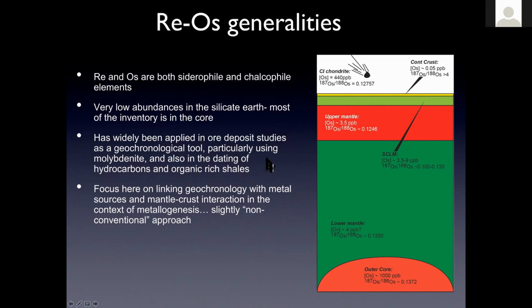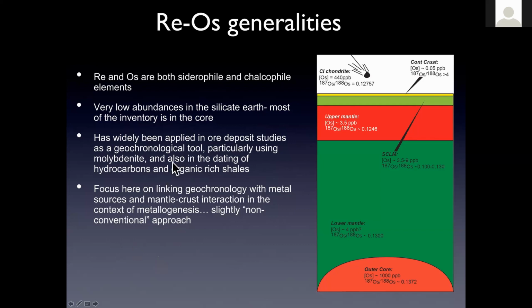Those of you who have come across it probably know about osmium from its geochronology in ore deposit settings, particularly from the perspective of dating molybdenite, which is great because it partitions rhenium and not much osmium, so it ingrows really radiogenic osmium really quickly. We've also been able to date hydrocarbons and hydrocarbon migration and deposition ages of organic rich shales as well.